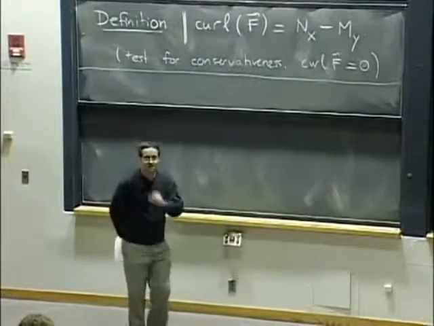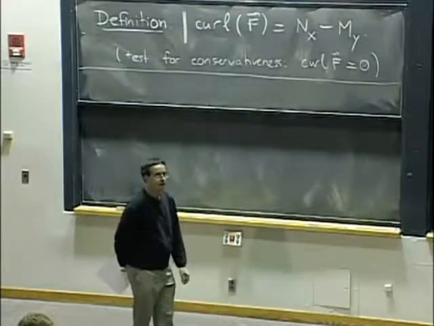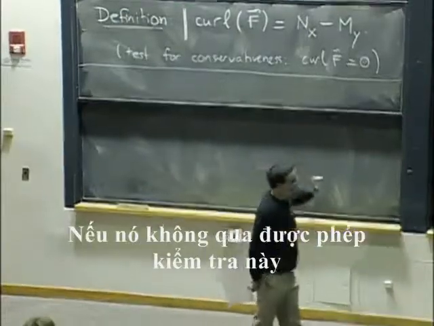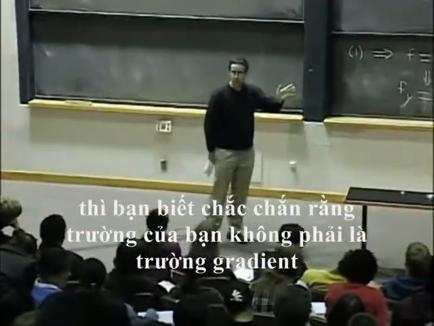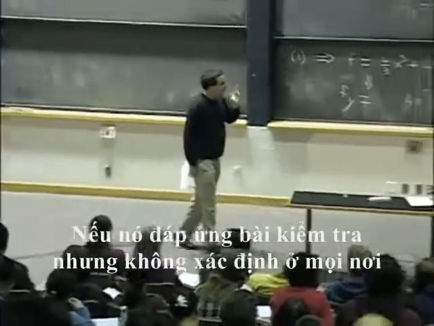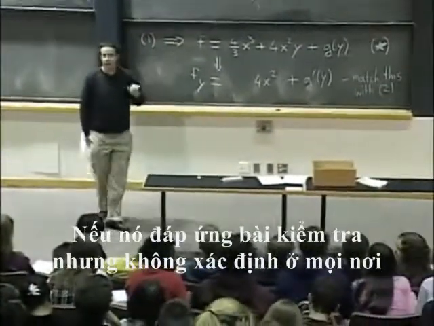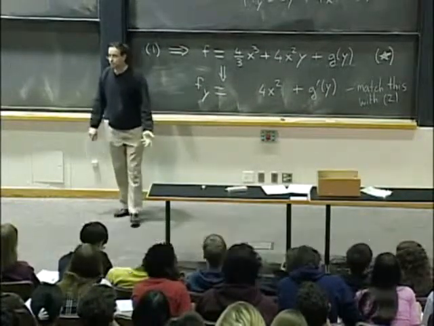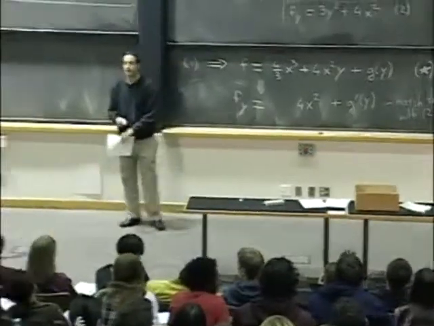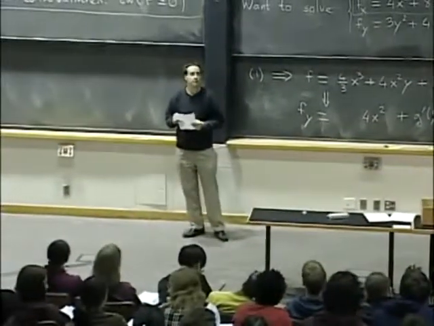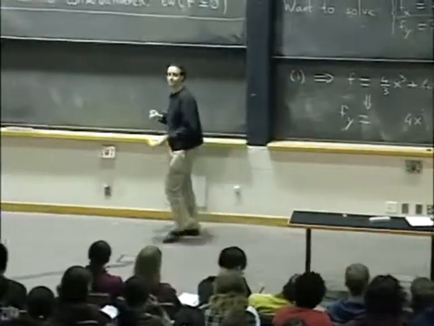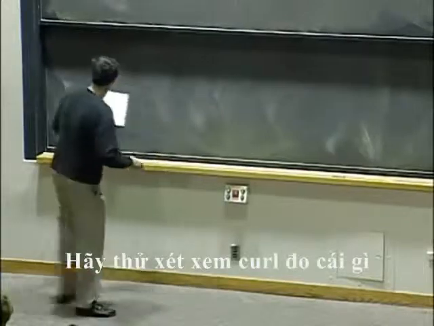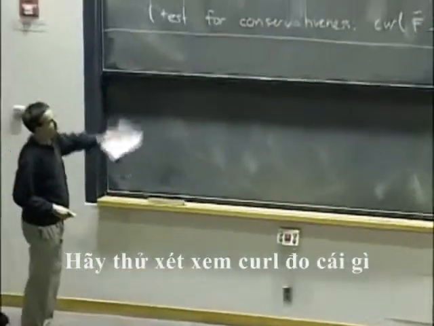Yes? Do you only use this test if the function is defined at every point? Well, you can also use it. If you fail this test, then you know for sure that you're not a gradient field. So you might as well do that. If you satisfy the test, but you're not defined everywhere, then there's still a bit of ambiguity, and you don't know for sure. Okay, so let's try to see a little bit what the curl measures.